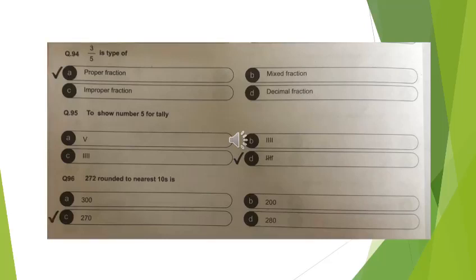Question number 96: 272 rounded to the nearest tens is: option A is 300, option B is 200, option C is 270 and option D is 280.